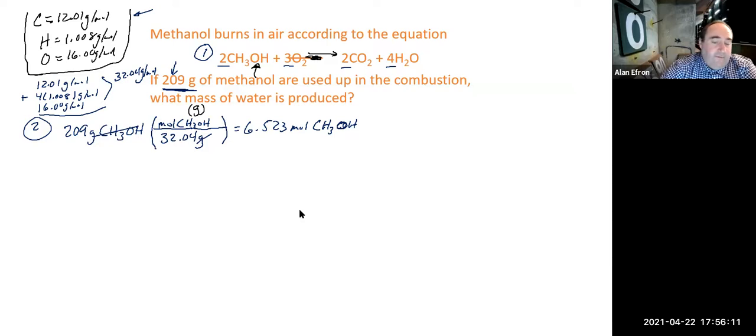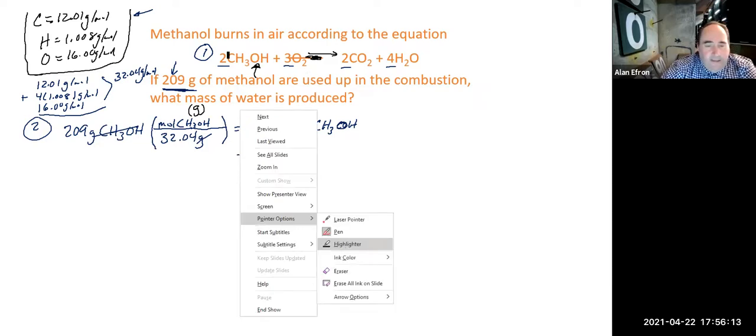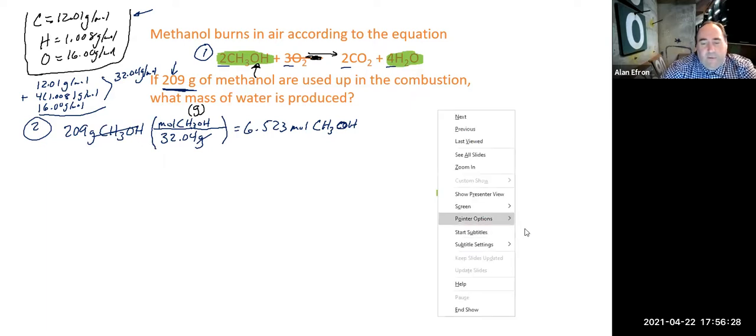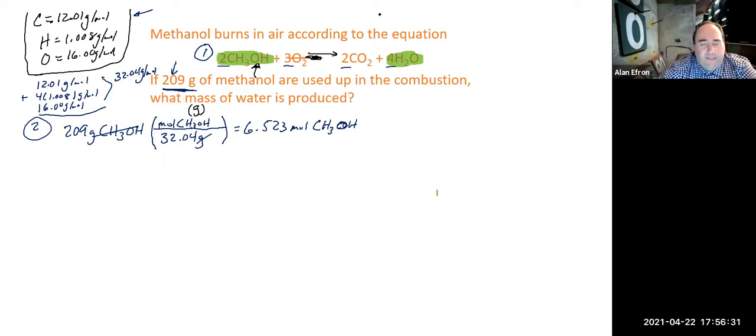Now, the problem that we have is we're really not interested in methanol here. So we want to then do step number 3, which is the stoichiometry part. So we want to go to the equation, find the one thing that was given to us, and the one thing we're looking to find, which obviously is water in this case. And remember, we could get the mole to mole relationship from that by simply taking the coefficient. So that means that there's 2 moles of methanol for every 4 moles of water. And again, we're going to use that as our conversion factor. And that really is the third step and the big stoichiometry step here.